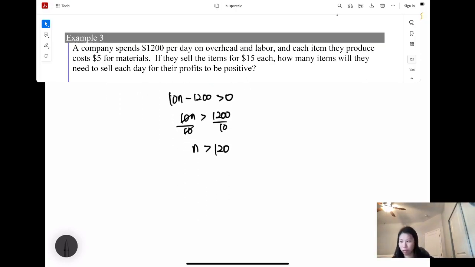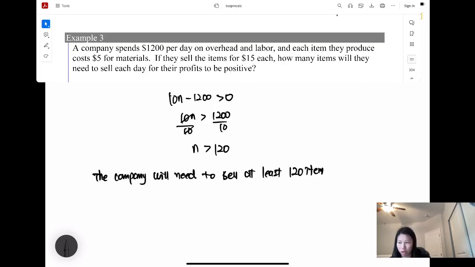So that means the company will need to sell at least 120 items a day to make a profit, at least.